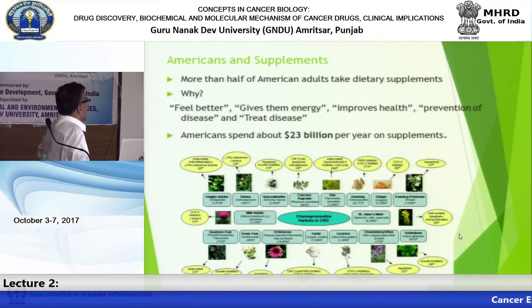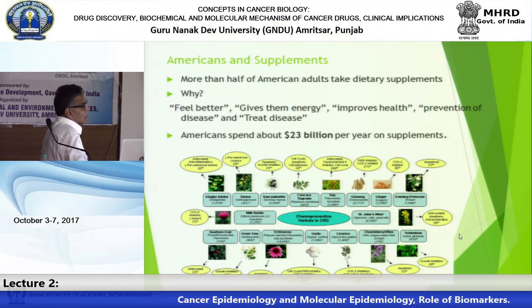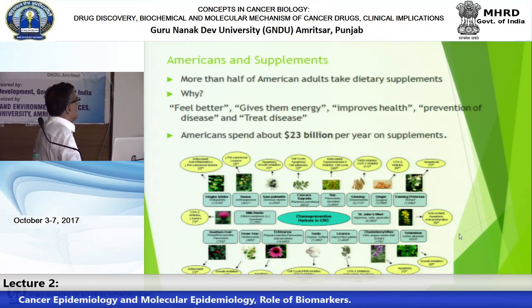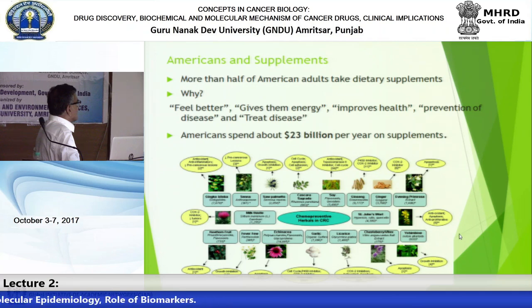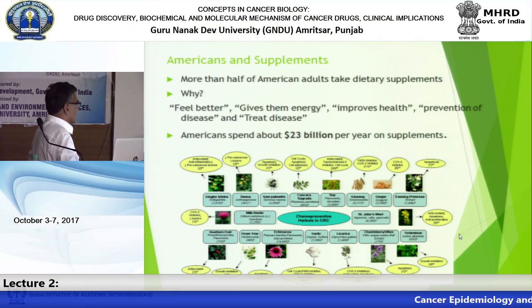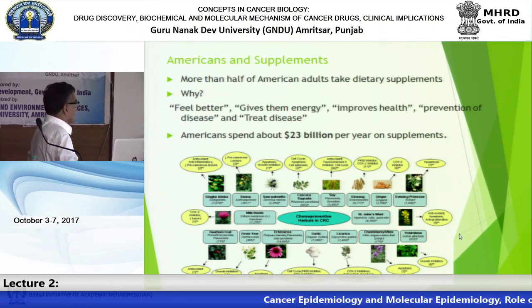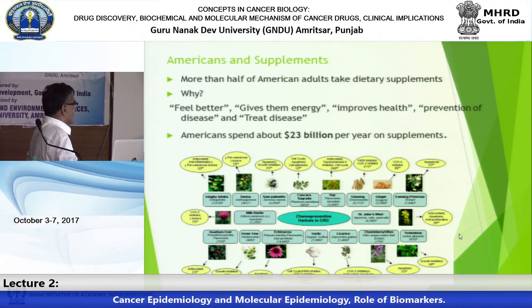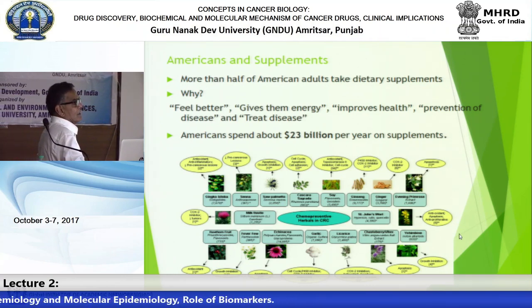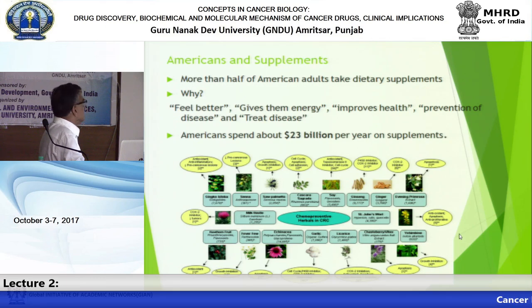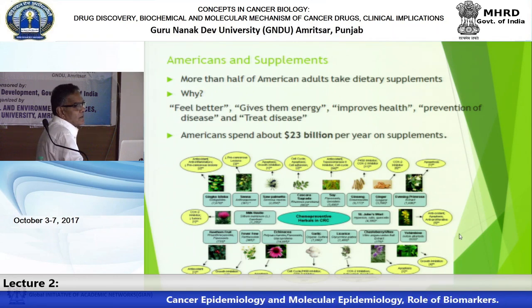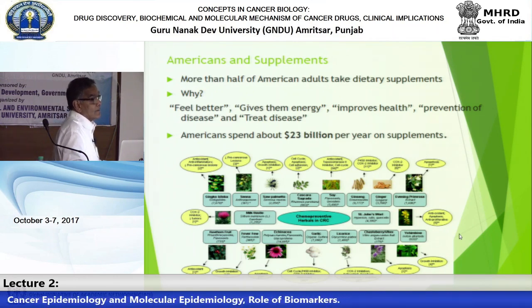Okay, this is from one of my papers, which shows that more than half of the Americans take dietary pills and they have a feel-better concept. It's a $23 billion industry. These are all some of the compounds that people are eating, I mean the pills in the United States. And I have given what they do. Some of them are apoptotic, some of them are growth inhibitory, some of them are P53 and things like that. But they are all available in the market. Whether they all work, strong scientific data are not available.